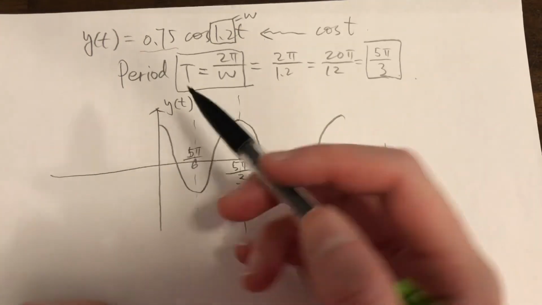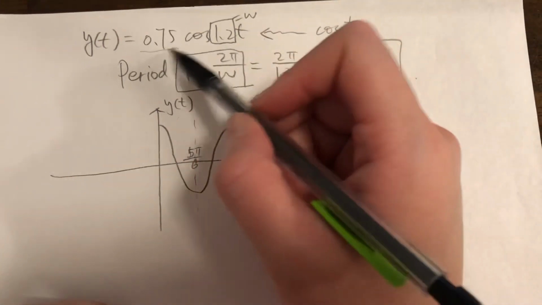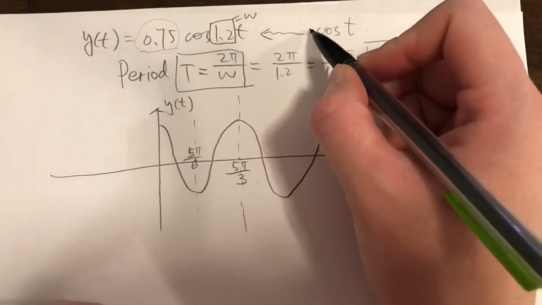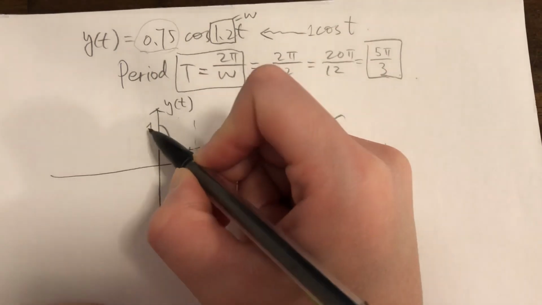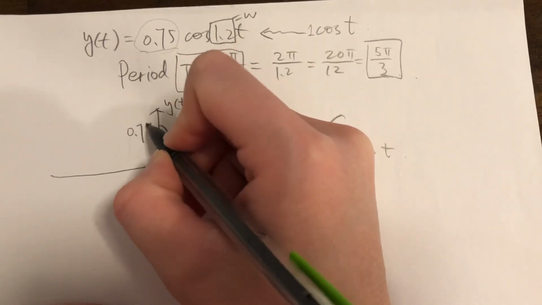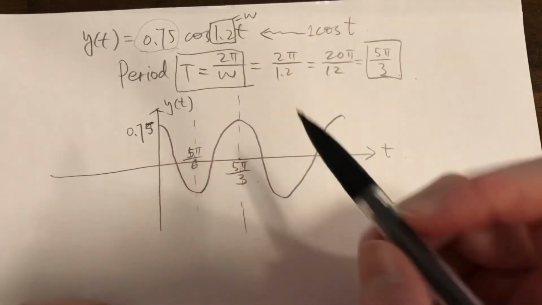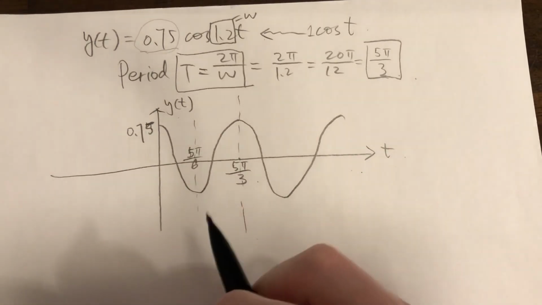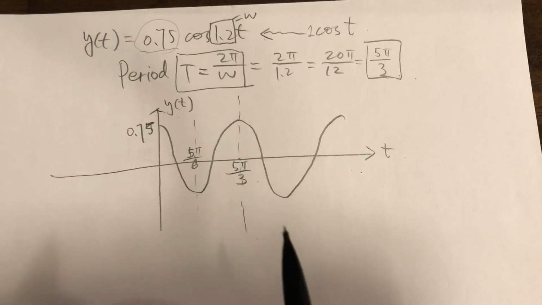You also want to label the amplitude. The amplitude is the coefficient here. Without it, the amplitude is 1, right? And that's the 1 here. With the coefficient, it is now 0.75. That's the new amplitude. So that's a sketch for the solution.